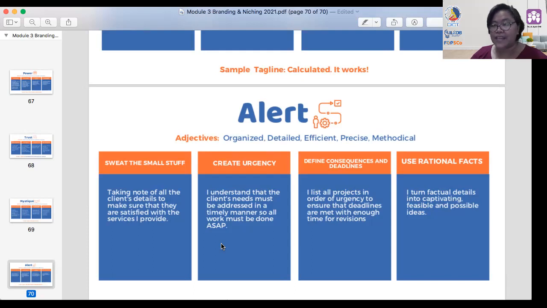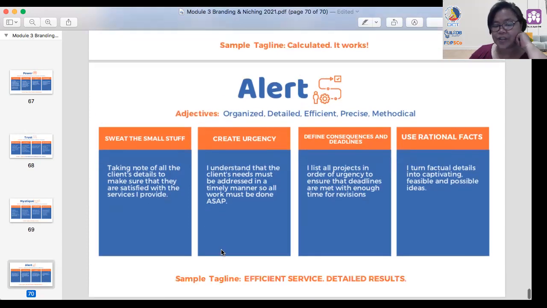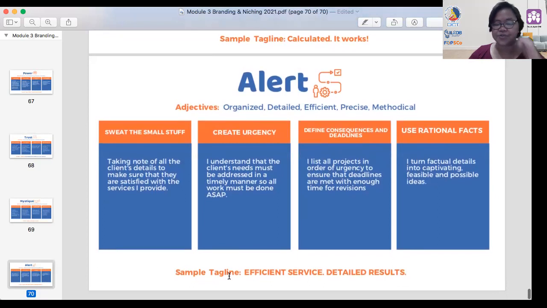For alert, the adjectives would be organized, detailed, efficient, precise, and methodical. Okay, so your anthem would sound like sweat the small stuff. So you're making sure that the clients are satisfied with your services, okay? And then create urgency, alert, di ba? So dapat you are very particular on addressing the client's needs in a timely manner. So, and then define consequences and deadlines and use rational facts. Sample, efficient service, detailed results.